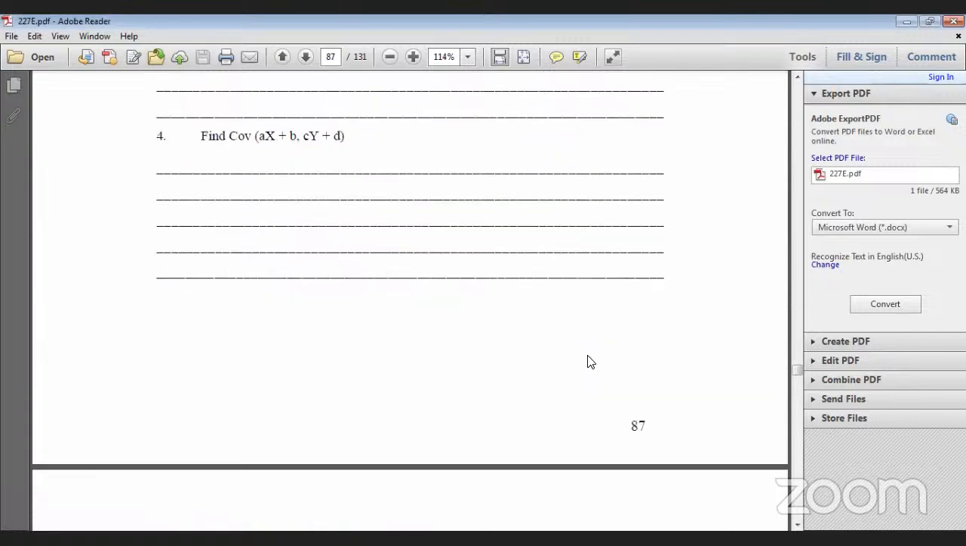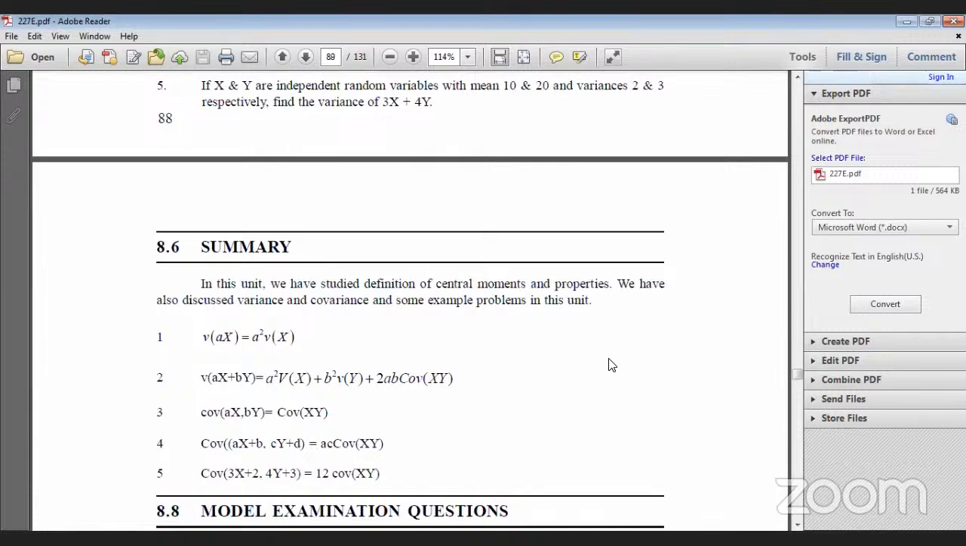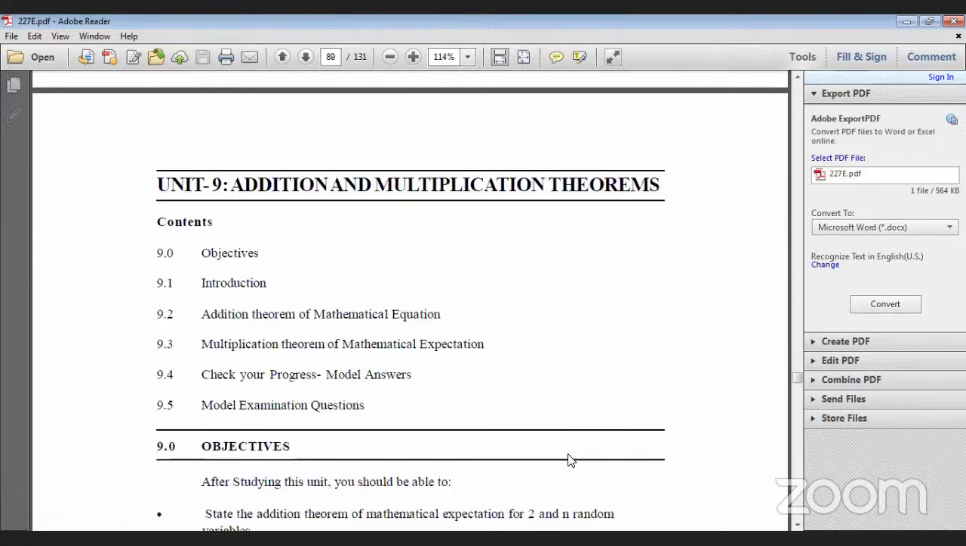This is a check your progress, you have to do it in your problems. Clear? This is a major fundamental. V of ax plus by is a square V of x plus b square V of y, plus 2ab covariance of xy. Covariance of ax plus b, cy plus d is ac covariance of xy. Covariance of 3x plus 2, 4y plus 3 is 12 covariance of xy. Clear? First, to show that, define covariance and its properties. The second question I may go to later. Okay? Okay, sir.